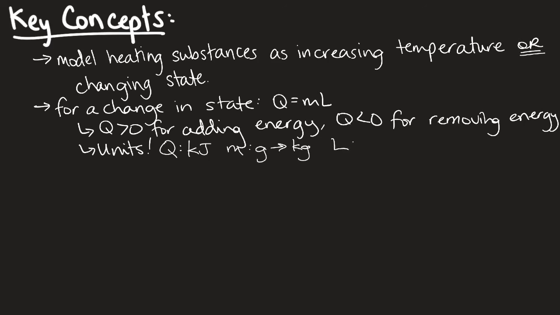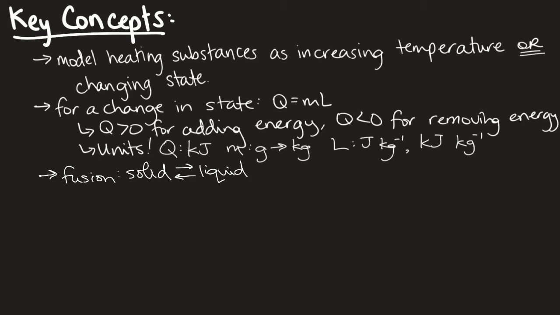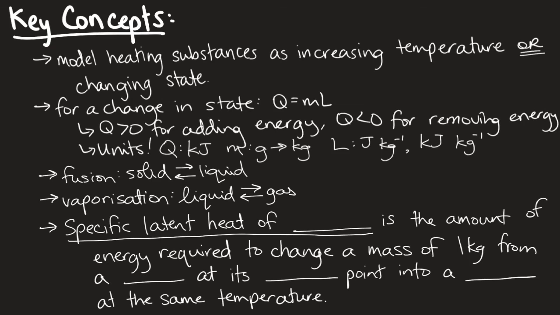And then L, we can have joules per kilogram, or we can have kilojoules per kilogram. Just be careful with the kilojoules. Fusion is dealing with a solid going into a liquid or a liquid turning into a solid. And vaporization is a liquid going into a gas or gas going into liquid. And we have our definition that has this form. The specific latent heat of blank is the amount of energy required to change a mass of 1 kilogram from a blank at its blank point into a blank at the same temperature.